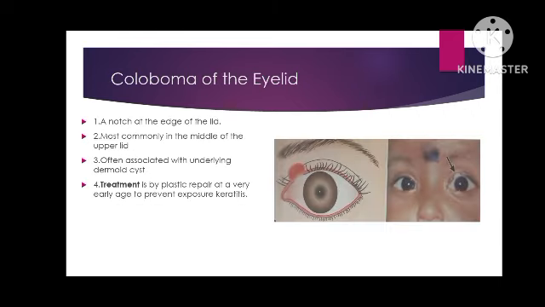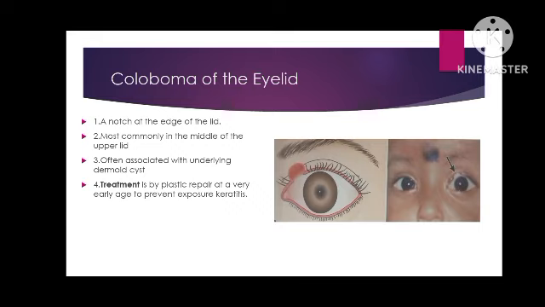Next one is coloboma of the eyelid. It is also a common congenital condition. It is a notch at the edge of the eyelid, most commonly in the middle of the upper eyelid, often associated with an underlying dermoid cyst. Treatment is plastic repair at a very early age to prevent exposure keratitis.